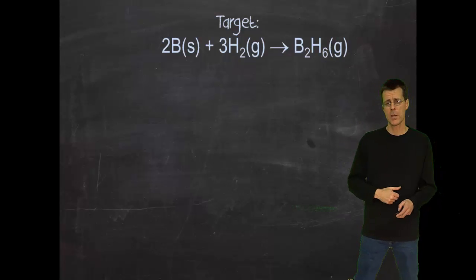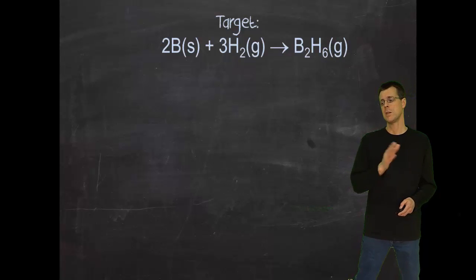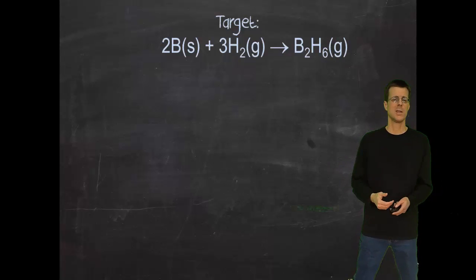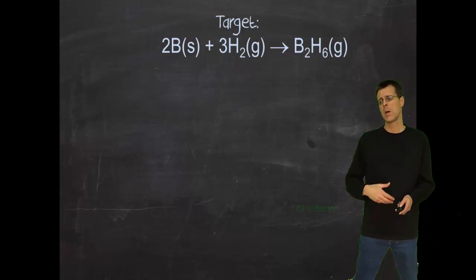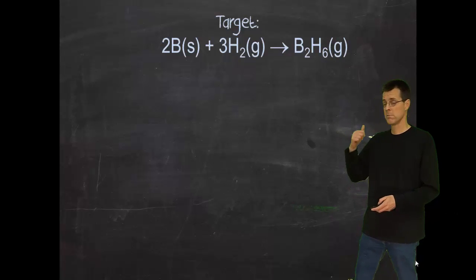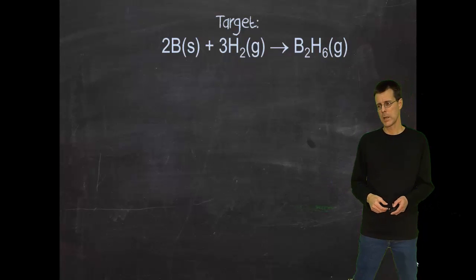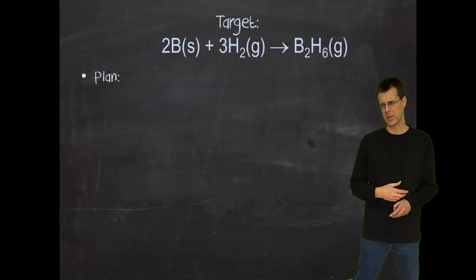So, my target reaction is that formation reaction, making 1 mole from the elements in their standard states. Boron is a monatomic solid, means no diatomic, just boron atoms. And hydrogen is a diatomic gas, as we know from before, making diborane, or B2H6. So, my plan, this time I'm going to do things a little bit differently. I'm going to put the product where I need it to be.